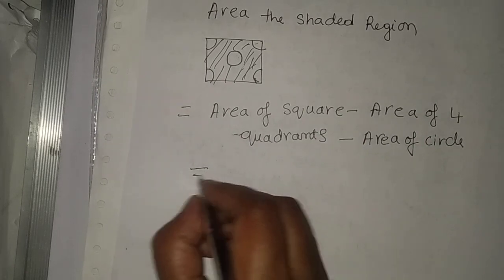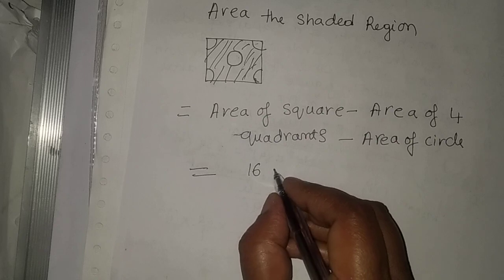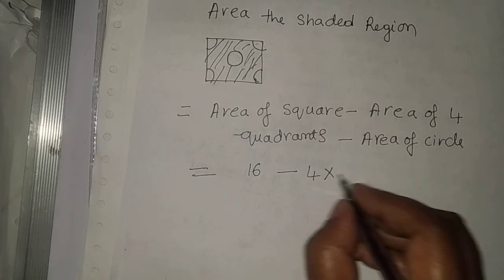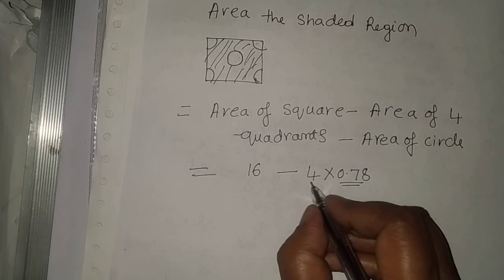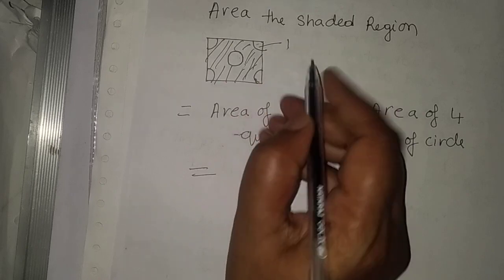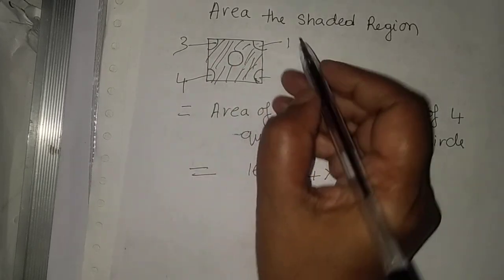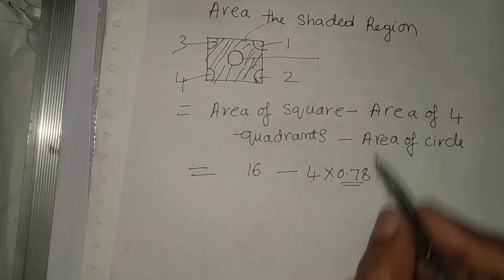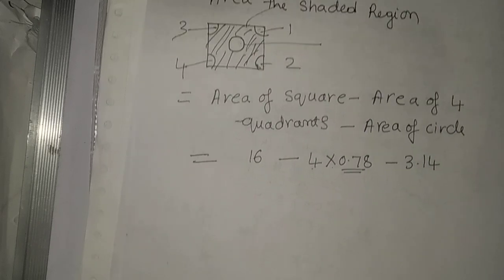Next, substitute all the values. Area of the square is 16 square centimeters minus this one. For one quadrant we found out 0.78, so we have to multiply 4 into 0.78, since there are 4 quadrants: 1, 2, 3 and 4. This one is the area of the square, this is the area of the circle, these are the areas of the four quadrants, minus 3.14, the area of the circle.